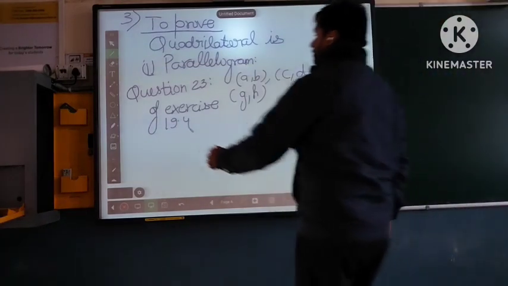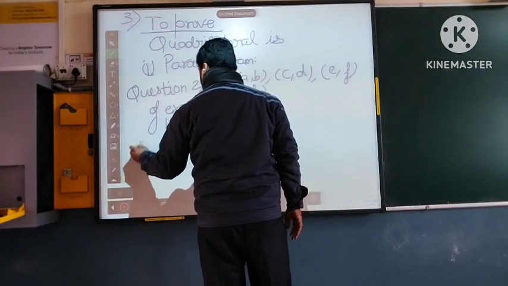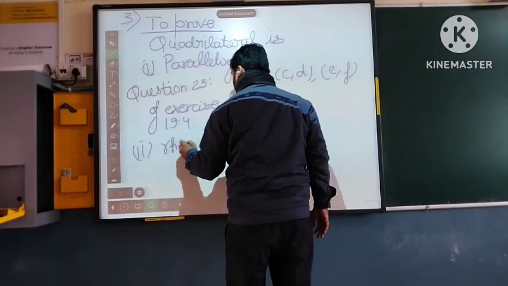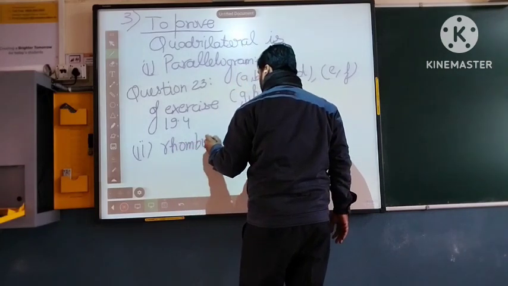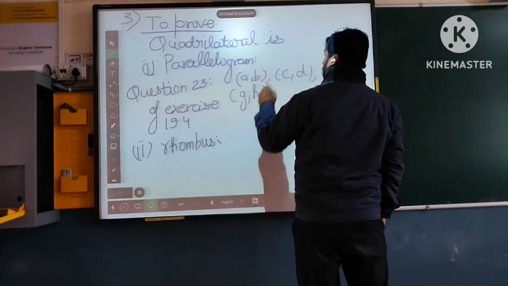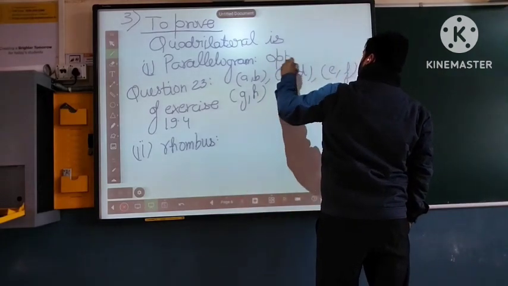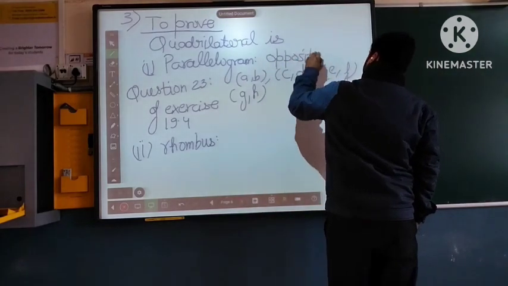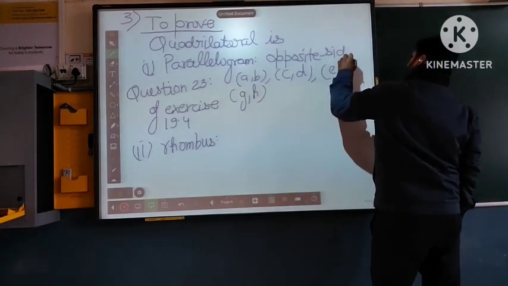Then you have some more questions based on the same. Like if I talk about the second part, first you have to prove that a given figure is a rhombus. You also know the rhombus property, all the sides are equal. That only you will show. And for a parallelogram the property is opposite sides are equal.